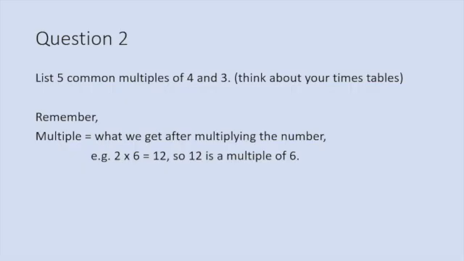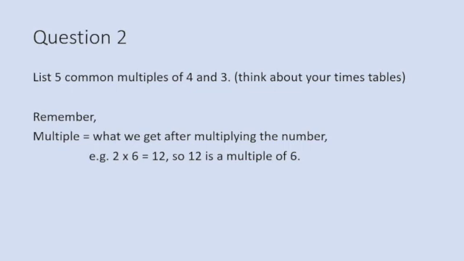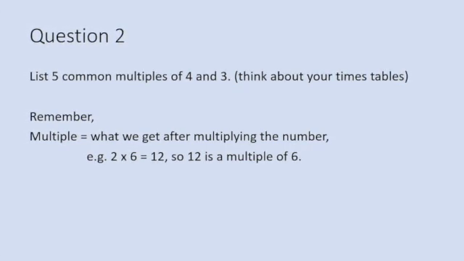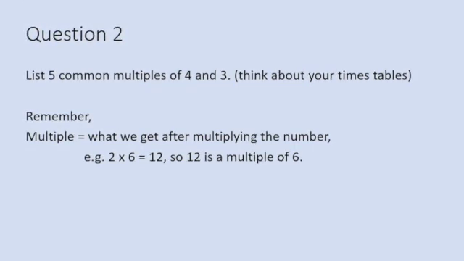Let's have a look at question 2 together. So here I've asked you to find 5 common multiples of 4 and 3. So think about your times tables, use what you know. And remember that a multiple is what we get after multiplying the numbers, the factors of 4 and 3.